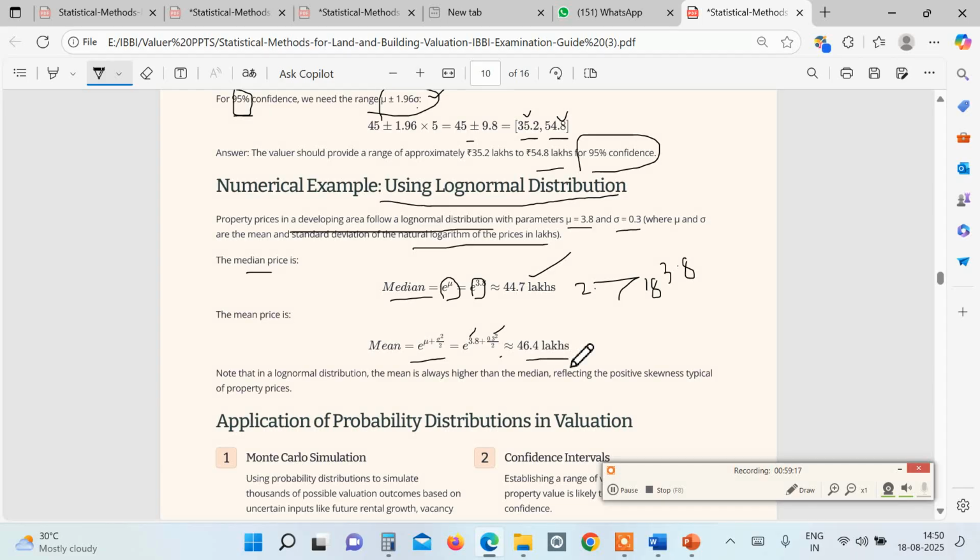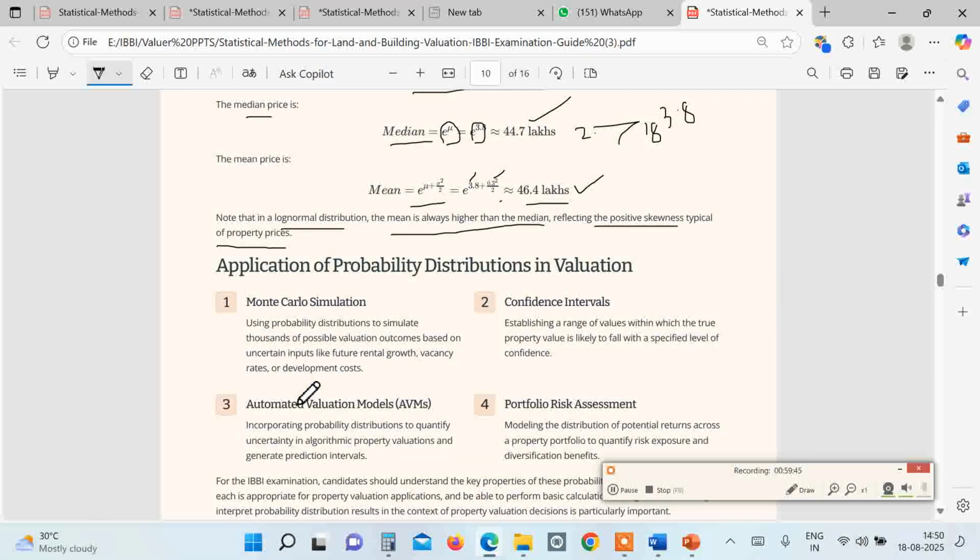So see here, in the case of the log normal distribution, the mean is always higher than the median. The mean is 46.4 and the median is 44.7. So in this case, the mean will always be higher than the median, reflecting positive skewness, typical of property prices. So where are these probability distributions used?